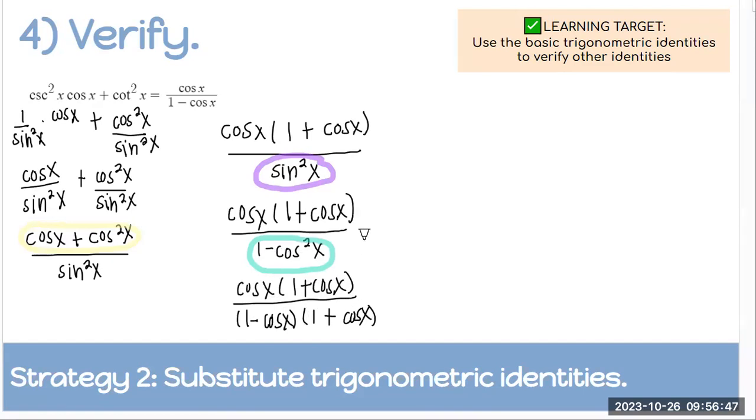Okay, so now here we are. These factors cancel because when we divide them, we get 1. And we have verified this identity. We are left with cosine divided by 1 minus cosine. So we have shown that the two sides are equal. And we are done.